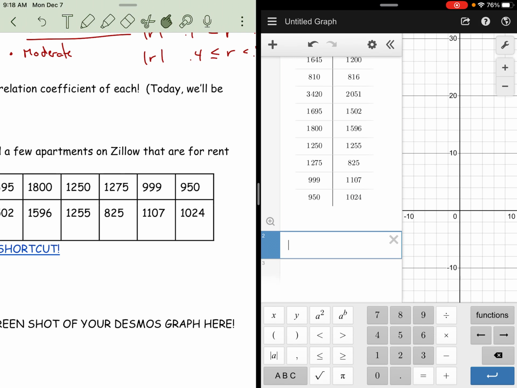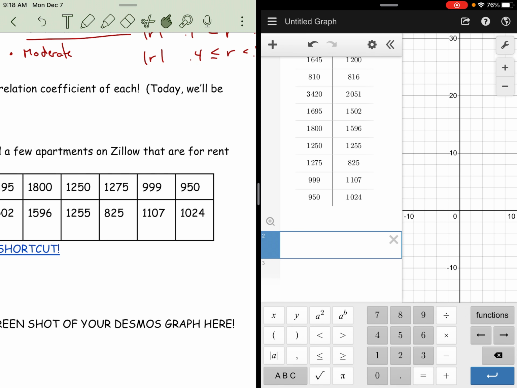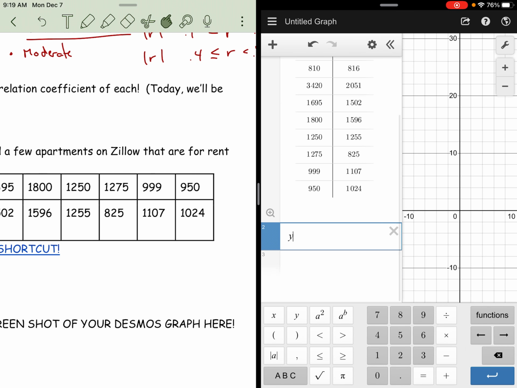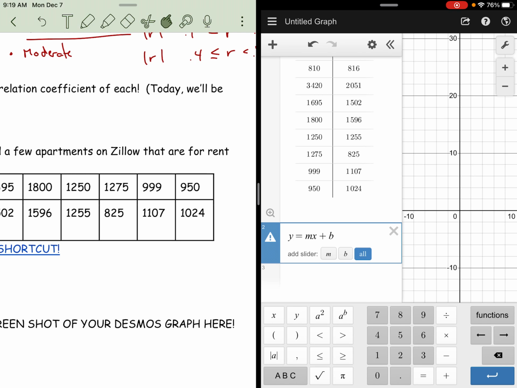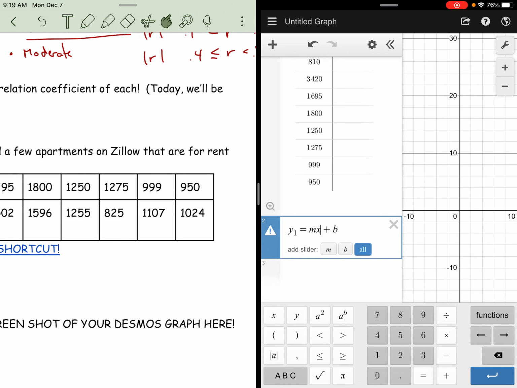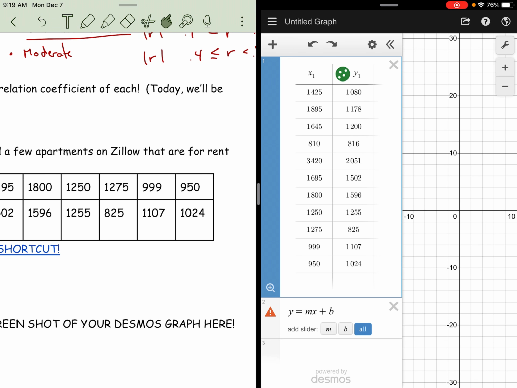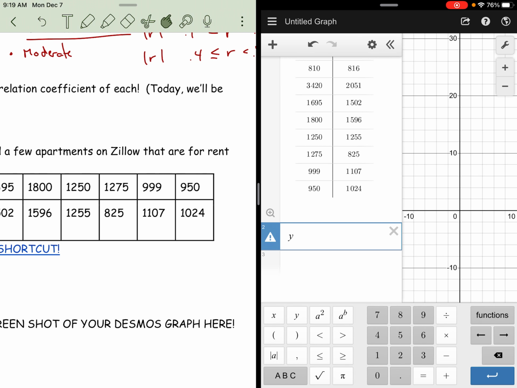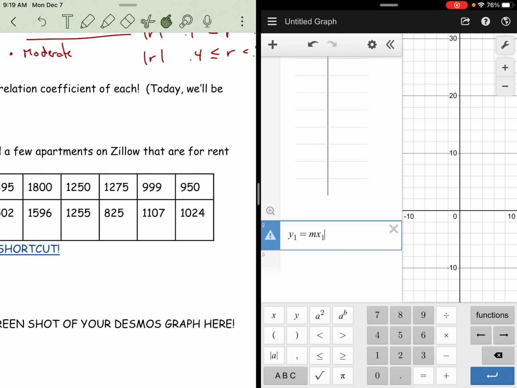I'm going to click down here, and I'm going to put in an expression. Okay, now, when you do this, notice at the top of this table it says x1 and y1. So just like before, we're going to type in y equals mx plus b. Only now we're going to use y1 and x1. Let's go backwards. So we're going to go back and try this again. So it should say y1 equals m, and then x1.